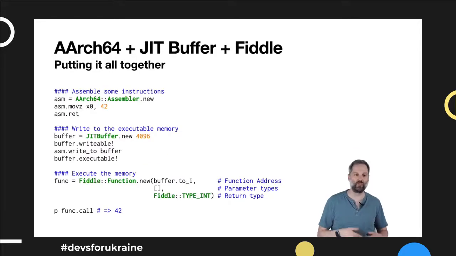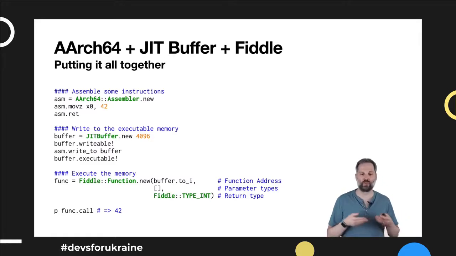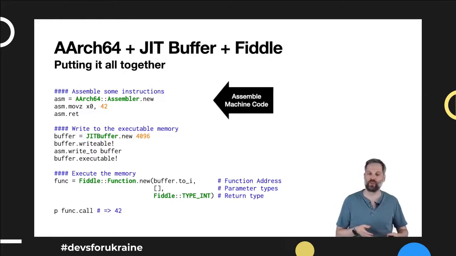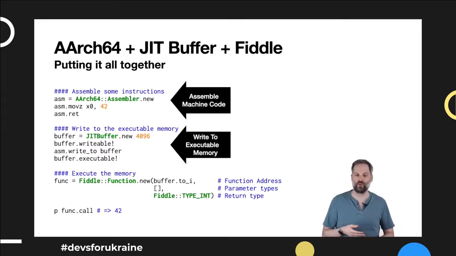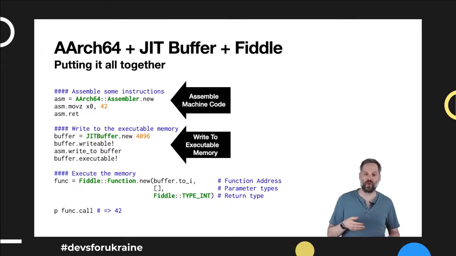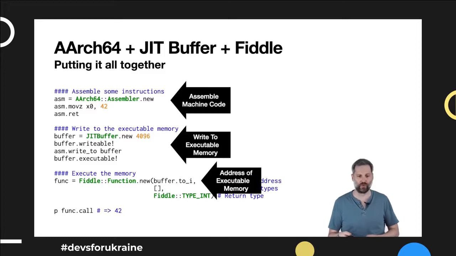So here's an example of all three combined. We have the AArch64 gem with the JIT buffer gem with Fiddle. So we put all these together. First, we assemble some machine code. We write that machine code out to an executable buffer. Then we create a new Fiddle function object and we give it the address of the executable memory.